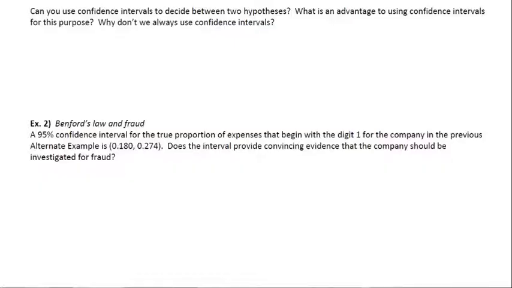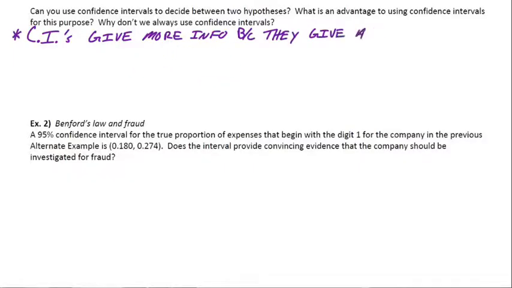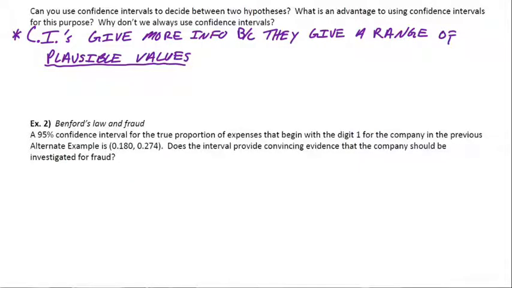So up top here on the next page, it says, can you use confidence intervals to decide between two hypotheses? The answer is actually yes. They're kind of nice. It says, what is an advantage to using confidence intervals for this purpose? Why don't we always use confidence intervals? So let's start with an advantage. In general, they give more info. And how do they do that? Well, because they give you a range of plausible values, right? They're like, oh, the true P could be from here to here, for example. So they give you more info in that way.